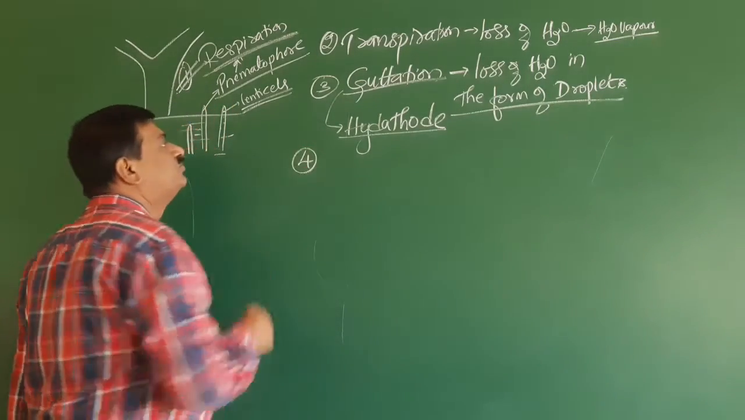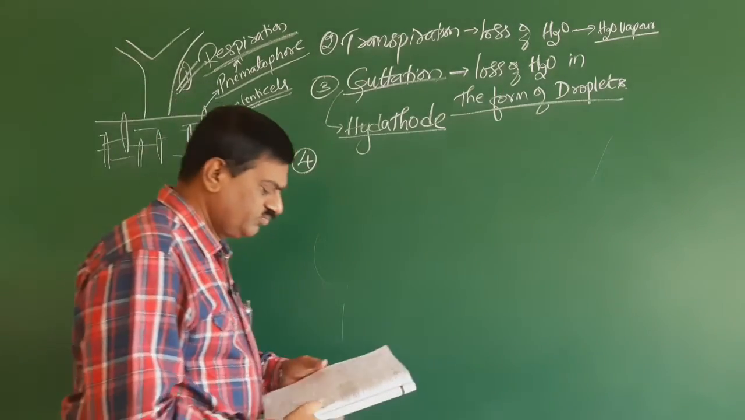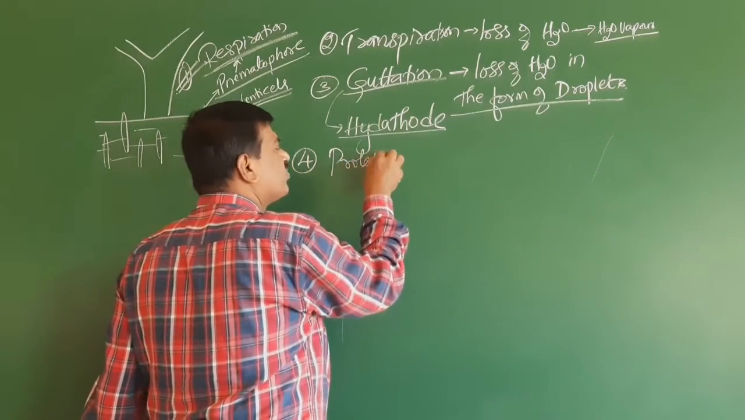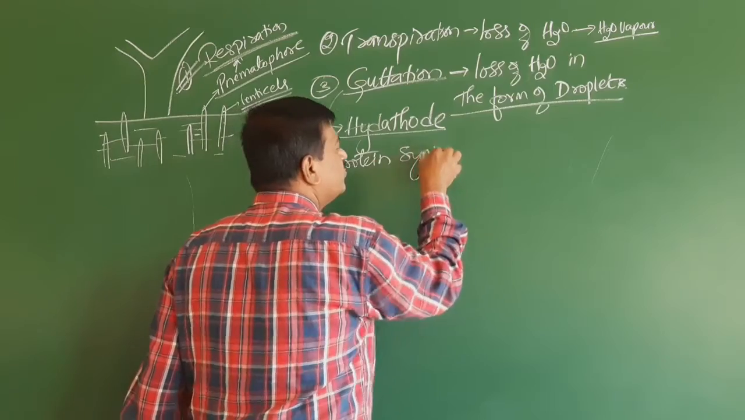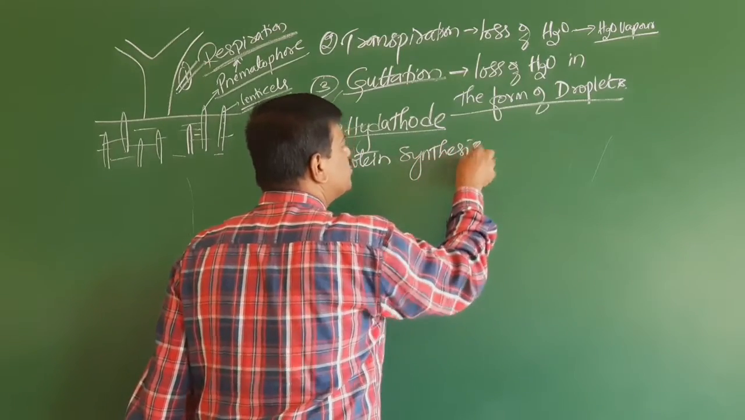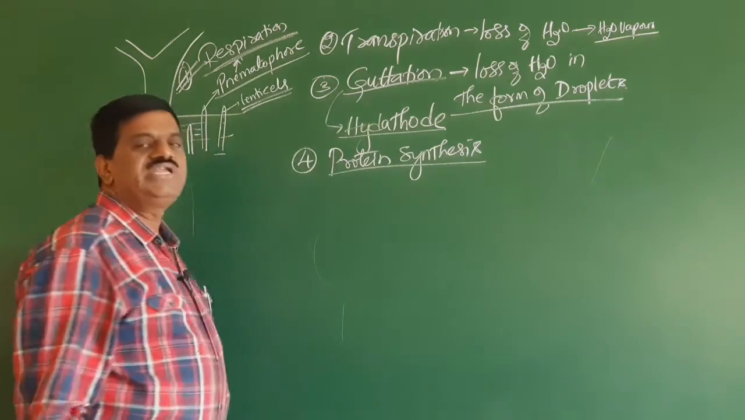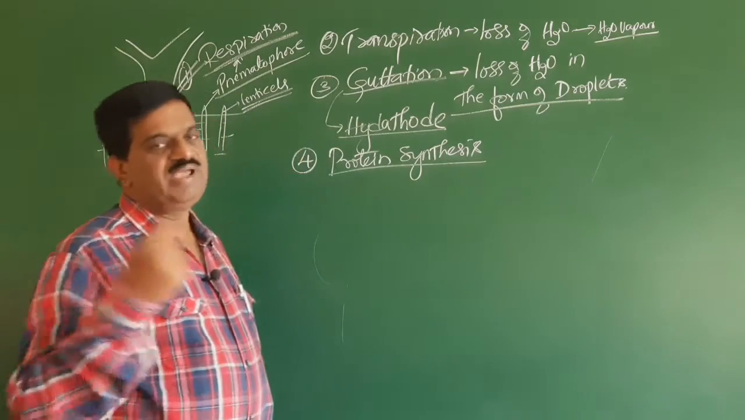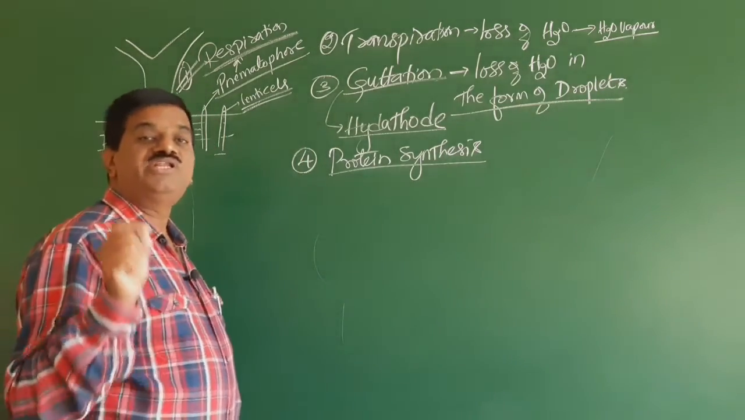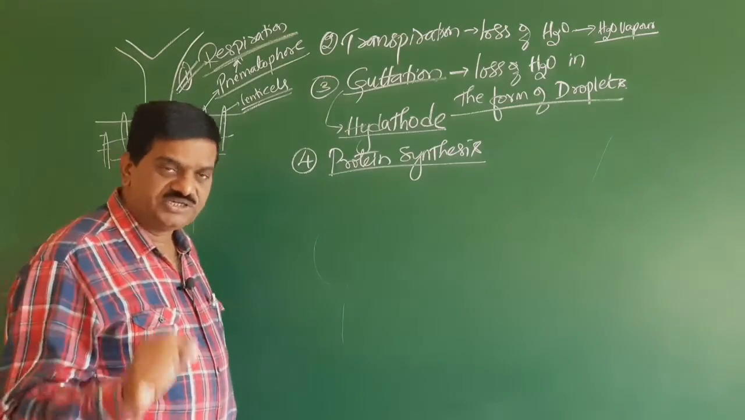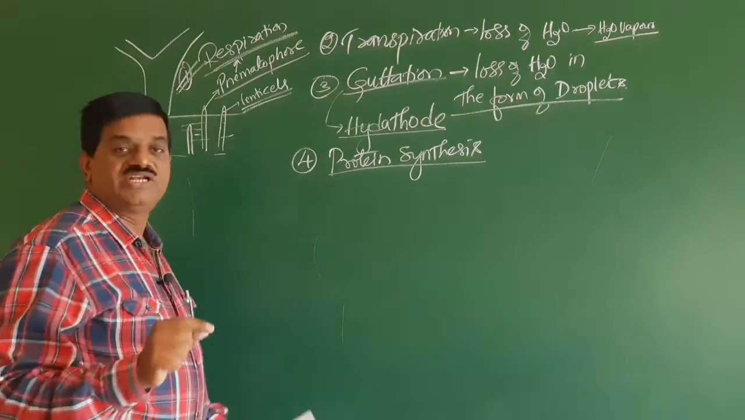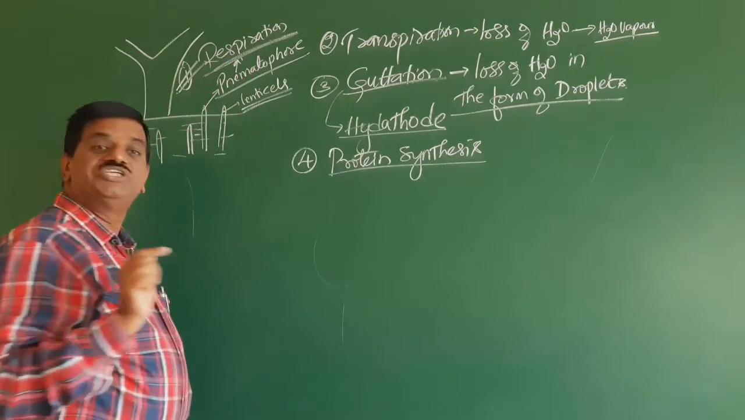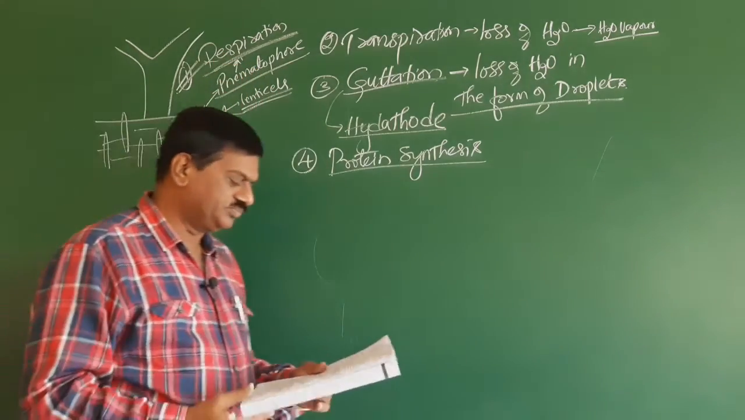So we go for the fourth option, which is protein synthesis. This is not the answer, because in all cells, whether animal cell or plant cell, protein synthesis takes place. Pneumatophores always help in respiration. So we go for the next question.